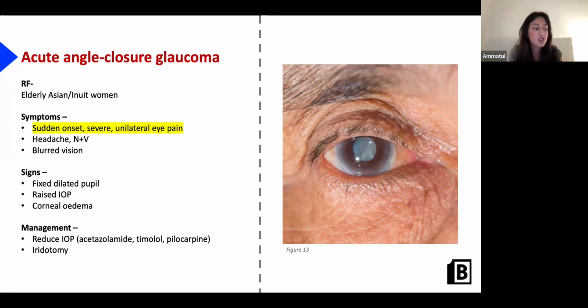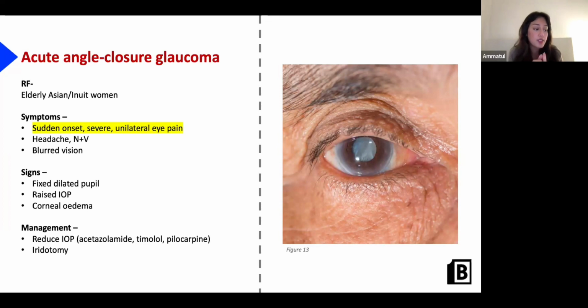In terms of the management, you first want to do whatever you can to reduce the intraocular pressure. So, for example, you can lie the patient flat, which may relieve pressure on the angle. You may use analgesia and antiemetics for symptom relief. With regards to the pressure itself, carbonic anhydrase inhibitors are first line, and it's usually given topically, such as acetazolamide, and that decreases the aqueous humor formation.